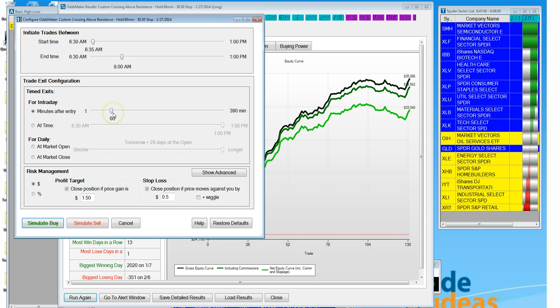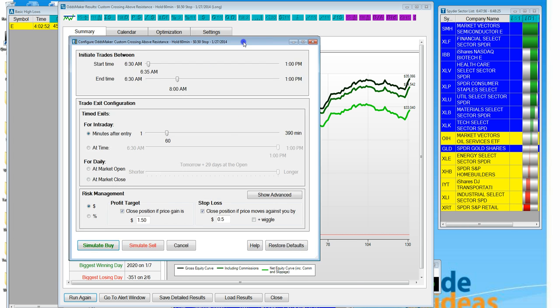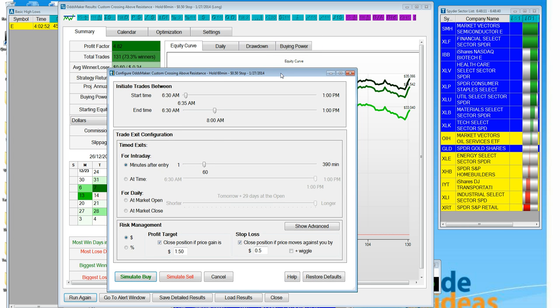And we have found that the best hold is 60 minutes for the strategy. And I will close the strategy if I gain $1.50, or I will stop myself out if I lose 50 cents. All right. So in other words, sort of a 3-to-1. Now, you might ask, well, how did we ever come up with this? And that is sort of the beauty of the Oddsmaker.